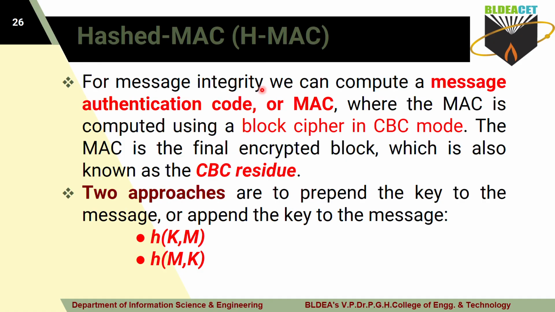So for message integrity, we can compute a message authentication code. As I told, MAC is the message authentication code, computed using a block cipher in CBC mode, and the MAC is the final encrypted block, which is also known as the CBC residue. So in the place of the hash value, here they use the message authentication code, which you call the CBC residue. Now, in the place of only the message, if you also send a key that is known only by the sender, Alice, and the receiver, Bob, then you can provide message integrity.